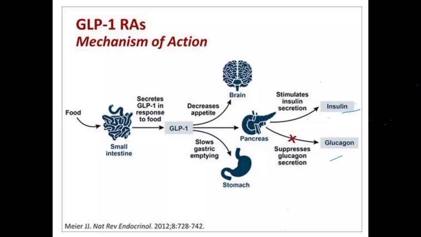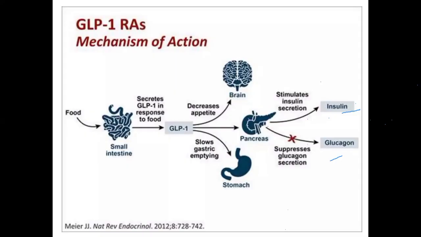This GLP-1 decreases the appetite and slows down gastric emptying. It reaches the brain, stomach and pancreas. As soon as GLP-1 is released, it reaches these three parts: brain, pancreas, and stomach. As soon as GLP-1 reaches the pancreas, it stimulates insulin secretion and insulin is released.